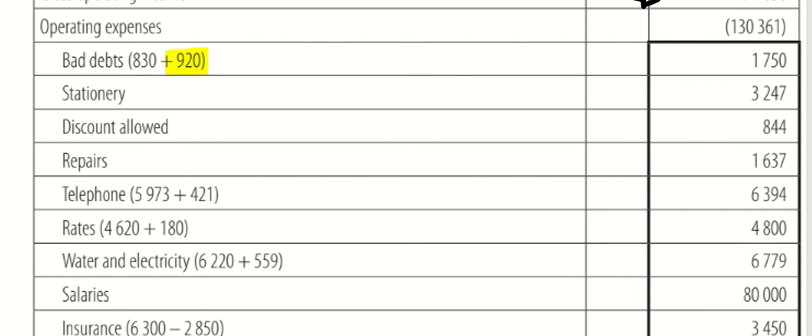By die volgende 3 rekeninge, skryfbehoeftes, korting toegestaan en herstelwerk is daar geen berekeninge nie, so you just had to add or you just had to copy and paste.